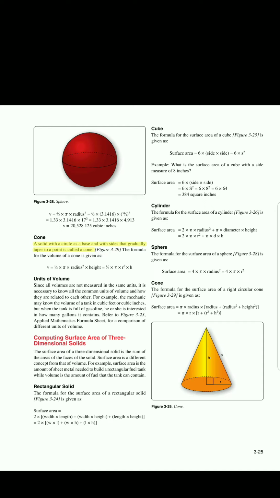Cone. A solid with a circle as a base, and with sides that gradually taper to a point is called a cone. Figure 3-29. The formula for the volume of a cone is V equals 1/3 times pi times radius squared times height, equals 1/3 times pi times r squared times h.